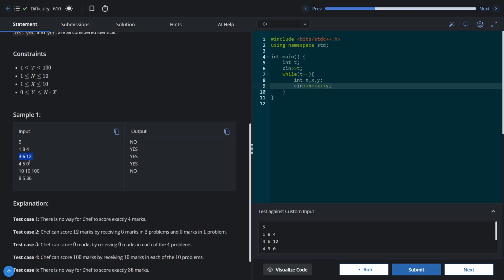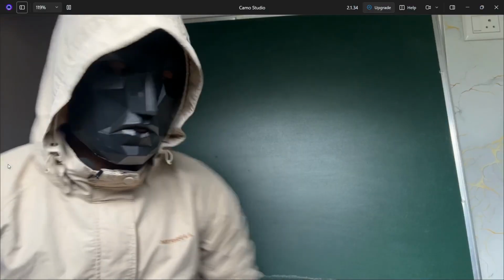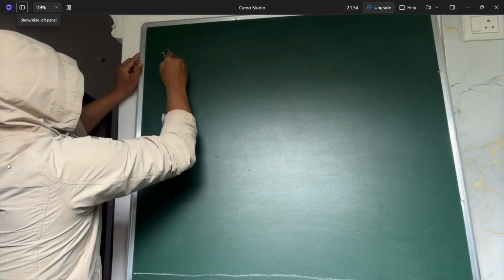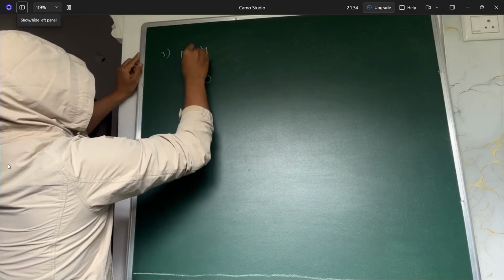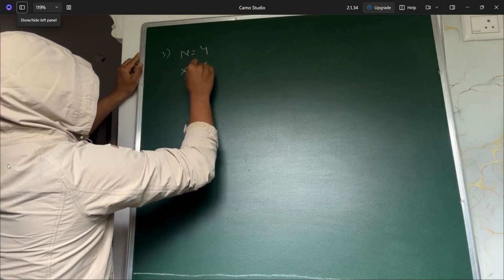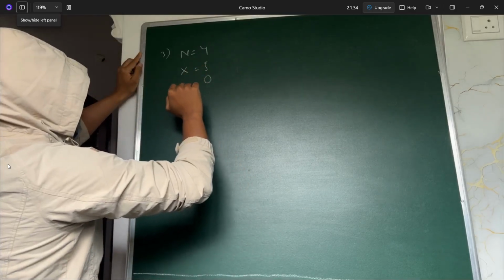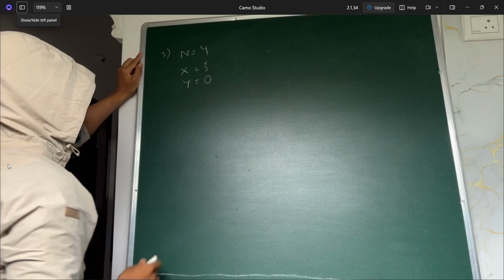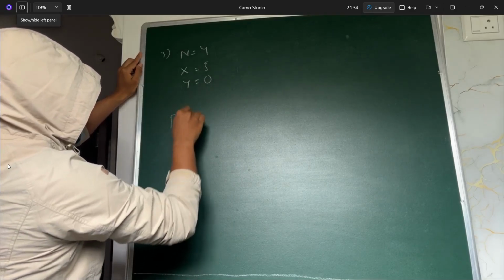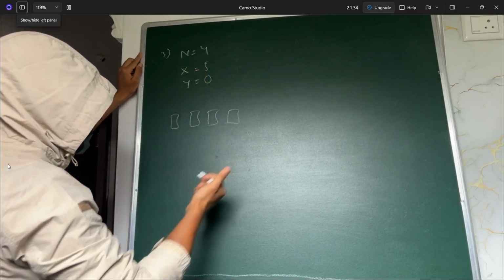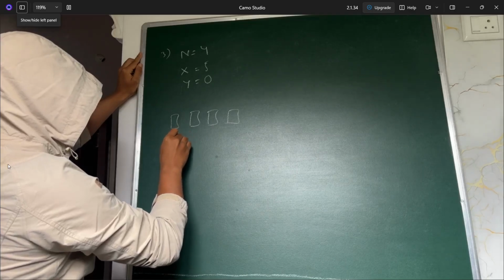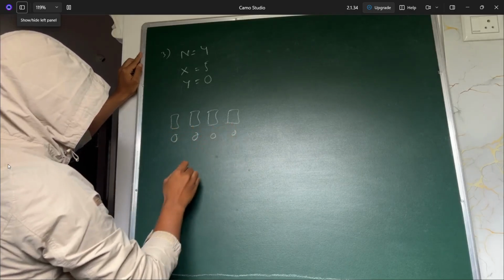I think the problem is clear to you. The third is very interesting and it is an edge case, 4 5 0. So let me explain this one. There are four problems, and if he solves each problem, he'll get 5 marks, and he wants to achieve 0 marks. How can he achieve 0 marks? He will simply not solve any of the problems, so he'll achieve 0 marks.